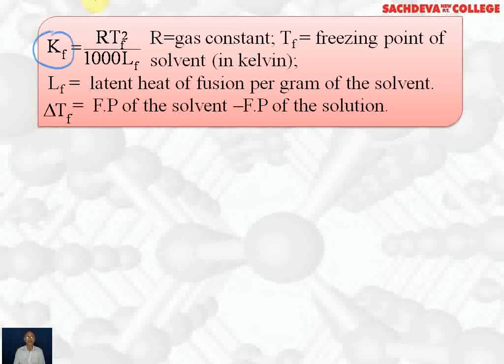How to calculate Kf? Kf is equal to R Tf whole square divided by 1000 into latent heat of fusion. R is gas constant, Tf is freezing point of solvent in Kelvin, Lf is latent heat of fusion per gram of the solvent. If it is given per mole, you have to divide by molecular weight. And delta TF is equal to freezing point of solvent minus freezing point of solution.